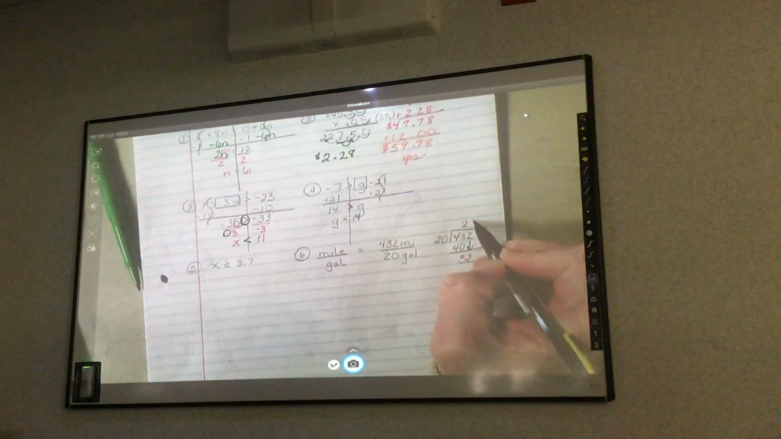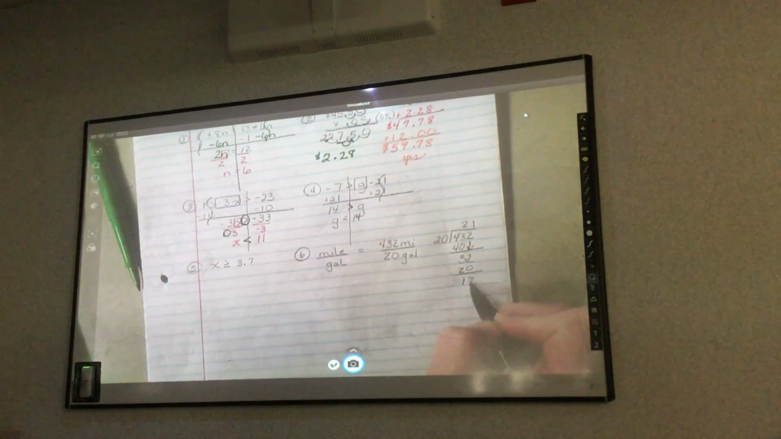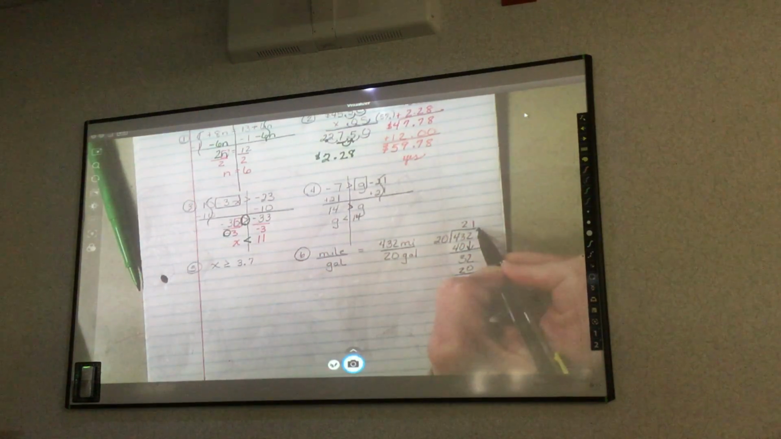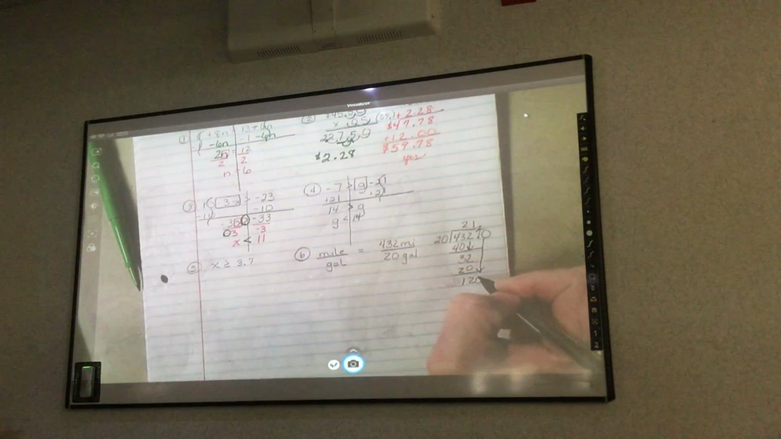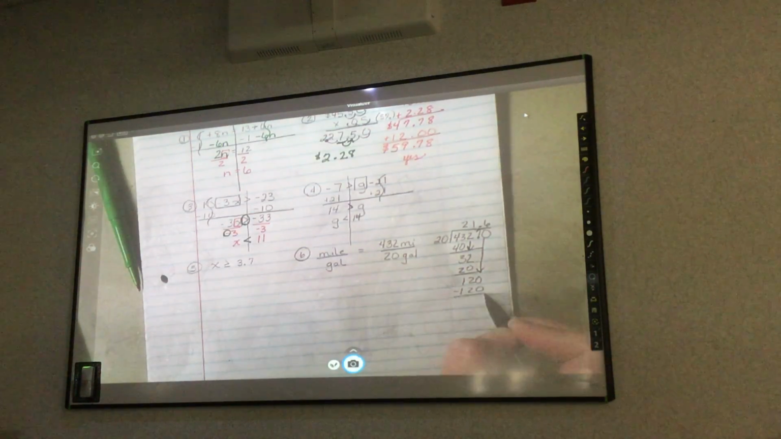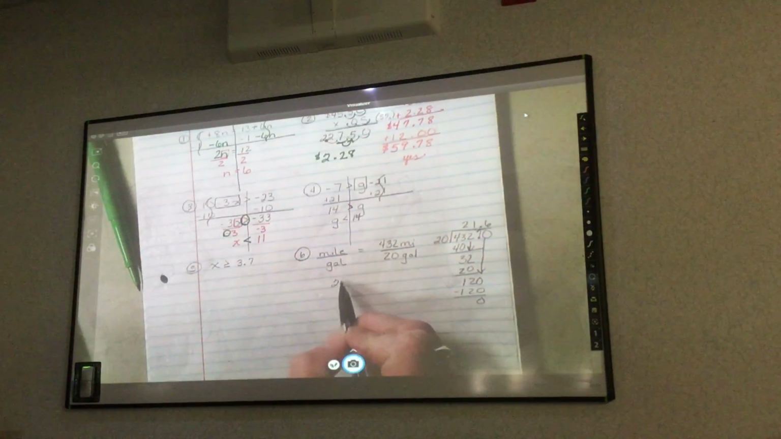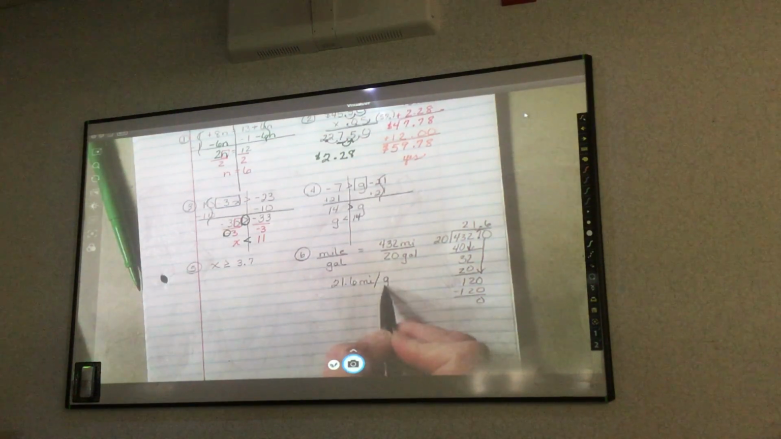20 goes into 32 once. Add a decimal, bring it up. Add a 0, bring it down. 20 goes into 120 6 times exactly. And so it would be 21.6 miles per gallon.